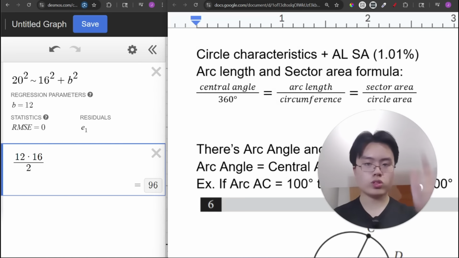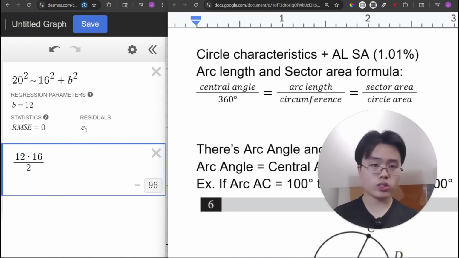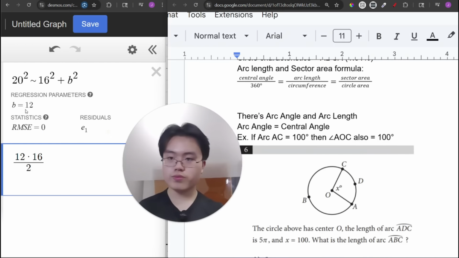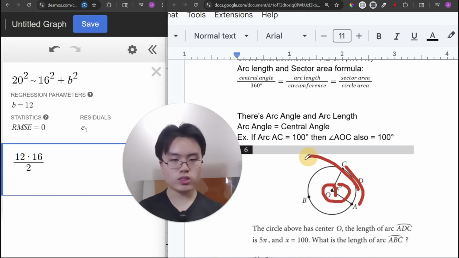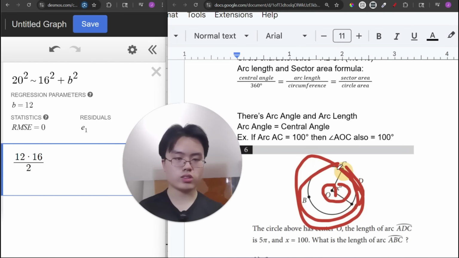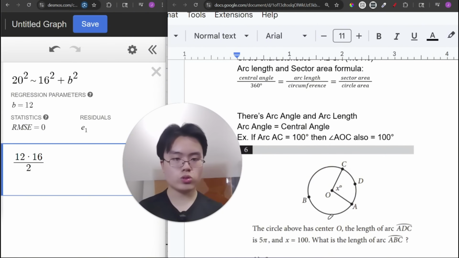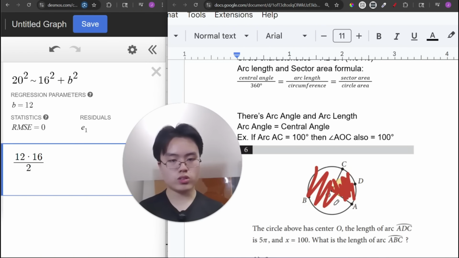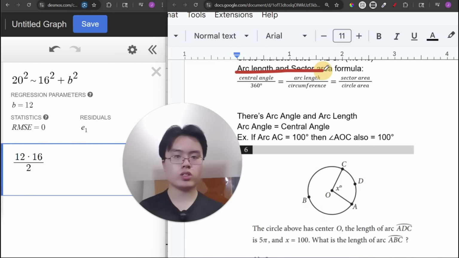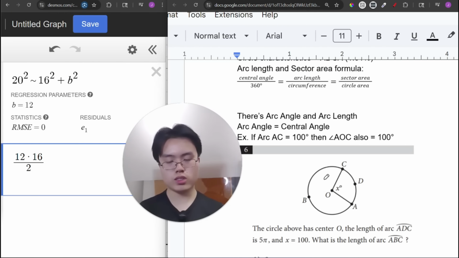So the central angle over the entire angle of the circle is equal to the arc length over the entire circumference of the circle. And it's also equal to the sector area over the entire area. If you can't tell already, these arc length and sector area questions have to do with circles looking like pizza pies. If you see a pizza slice type of thing, you have to use this formula pretty much.